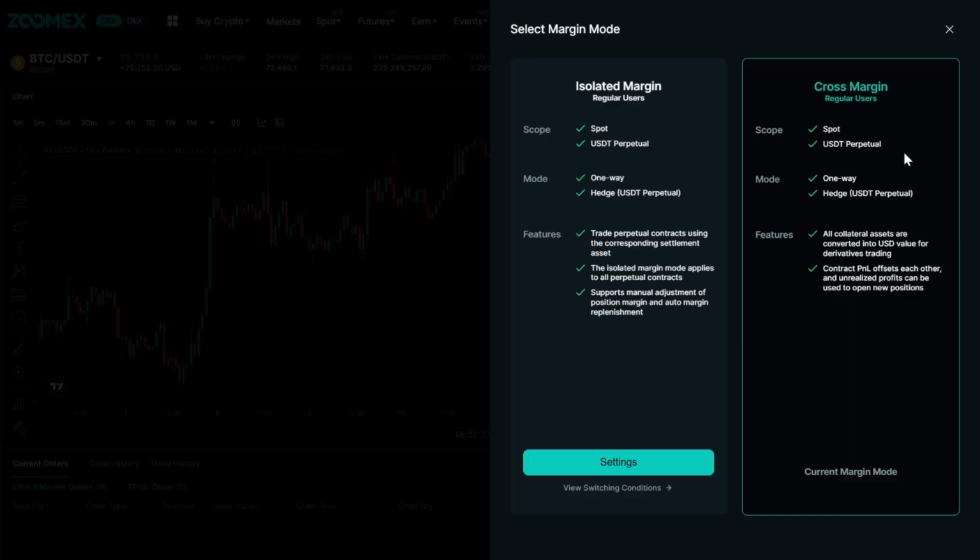A quick note for Zoomex, your trading account is shared between your spot and futures. So trading on margin means your entire account balance is used to support your positions. For beginners, I recommend sticking with isolated margin because it keeps your risk controlled and prevents one bad trade from affecting your entire account balance.